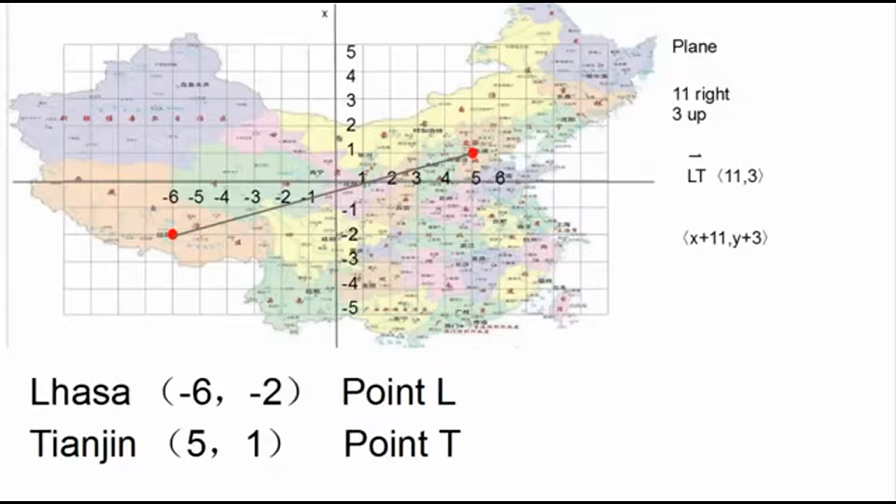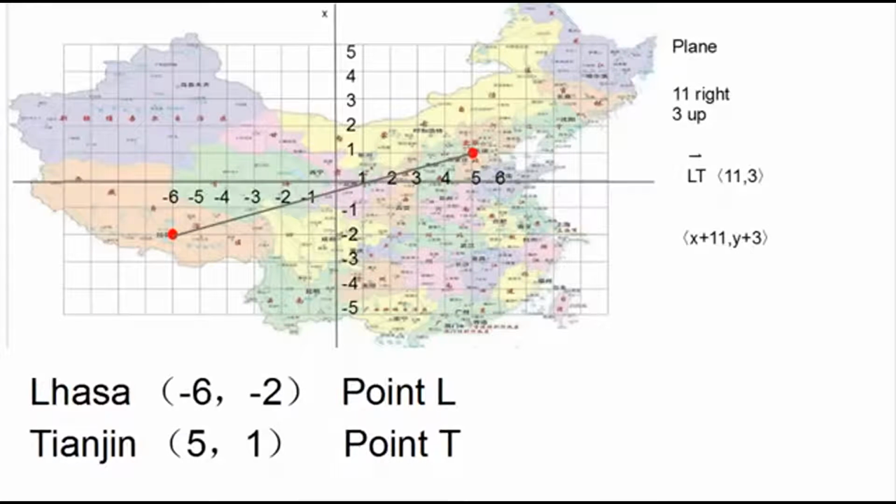And we can see the coordinate of city L is -6 and -2. Of city T is 5 and 1. So if we are taking a plane, we go straight from city L to T. So that's 11 to the right and 3 up.